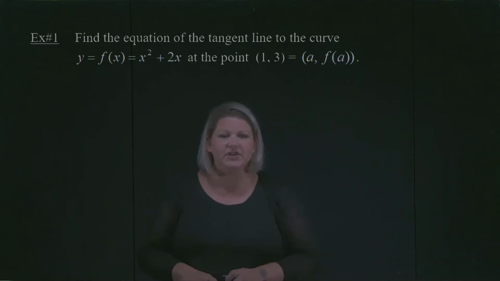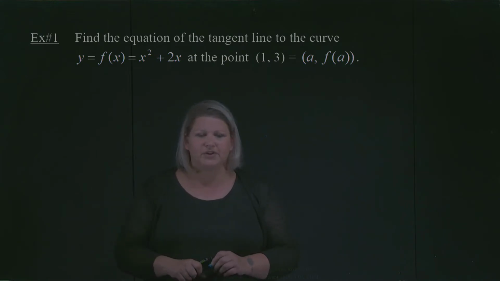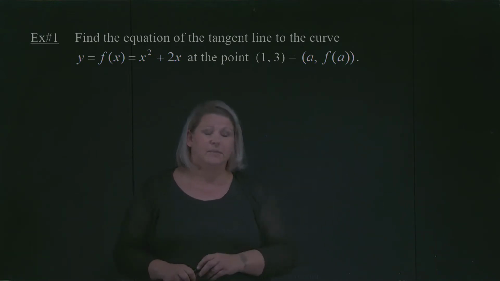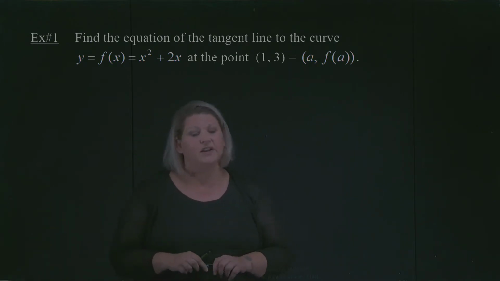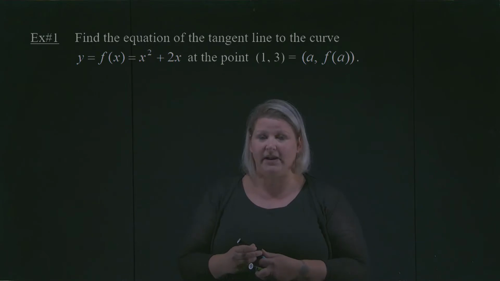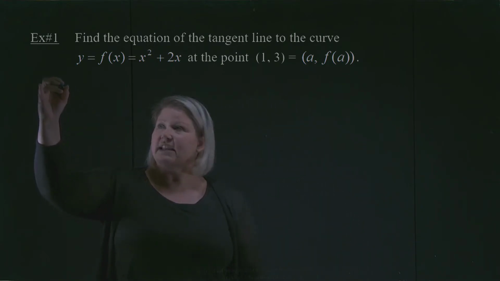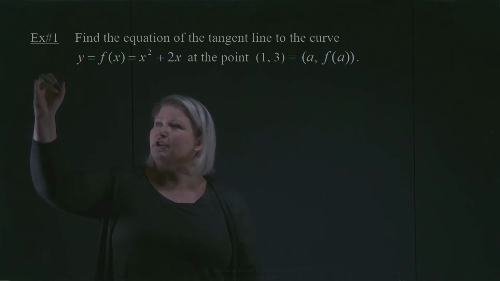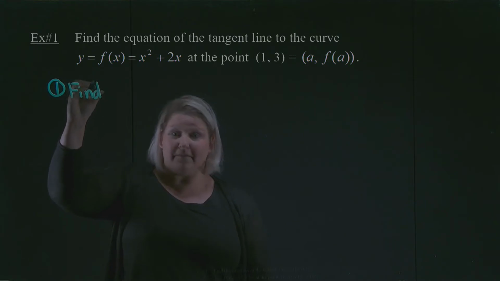So I've got the equation of f of x as x squared plus 2x. I'm looking specifically at the point (1, 3), and they want us to find the equation of the tangent line to the curve at that point. Okie dokie. All right, if we want to find the equation of the tangent line, keep in mind, the first thing we need to do is find the slope of the tangent.